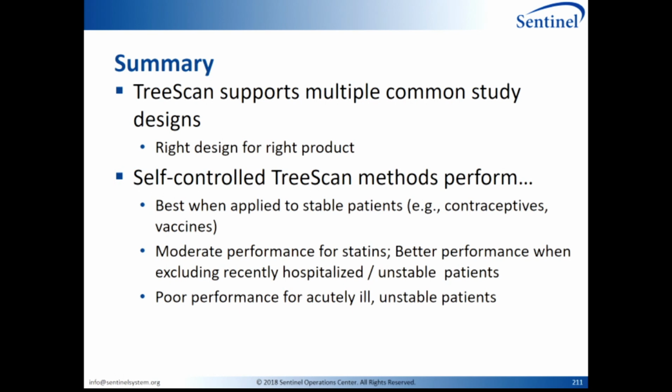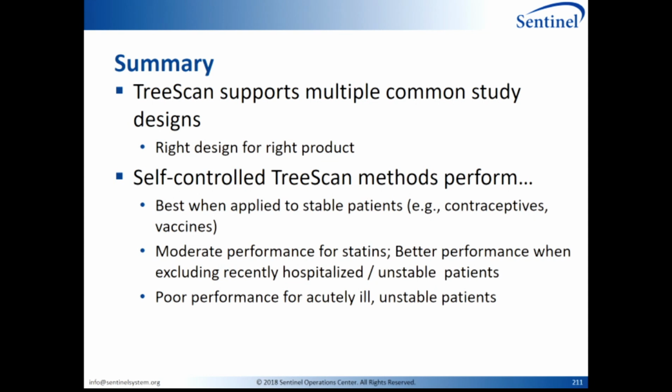The self-controlled TreeScan methods perform best when they are applied to stable patients. So for example, those who are starting a contraceptive or a vaccine, those who are starting statins for primary prevention. It has moderate performance, or you get more unwanted time-varying confounding when you have patients that are not as stable. So maybe those who have been recently hospitalized or are being recently followed for some new health problem.